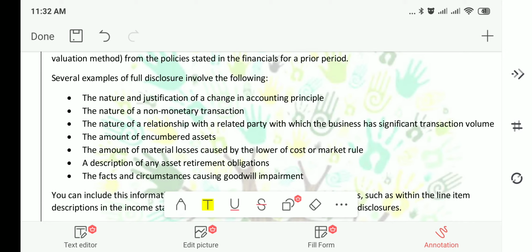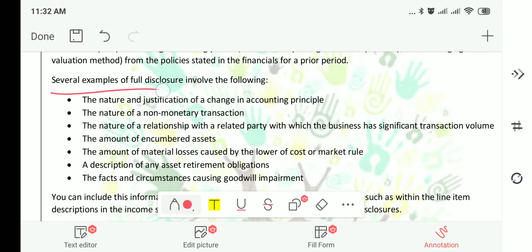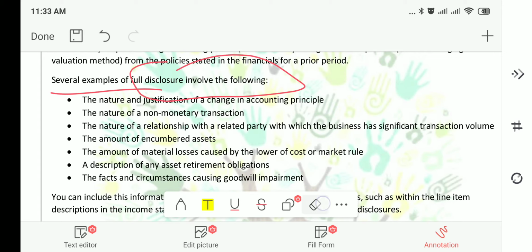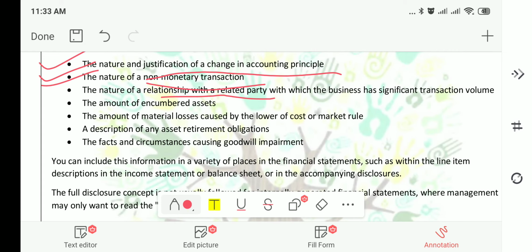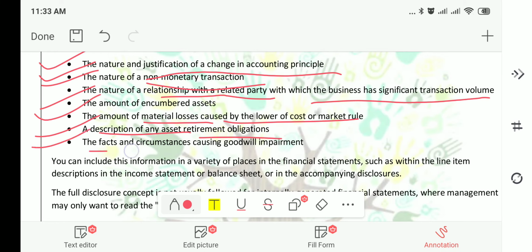Several examples of full disclosure. We can see several examples of full disclosure are: first one, the nature and justification of a change in accounting principle, the nature of non-monetary transactions, the nature of relationship with a related party with which the business has significant transaction value, the amount of encumbered assets, the amount of material losses caused by the lower of cost or market rule, a description of any asset retirement obligations, the facts and circumstances causing goodwill impact.